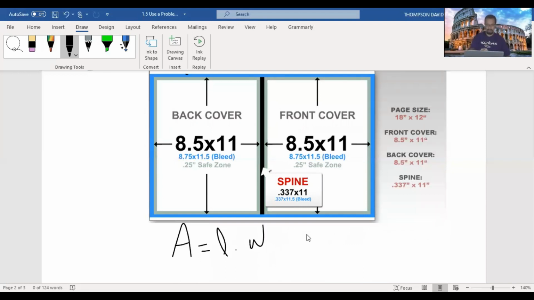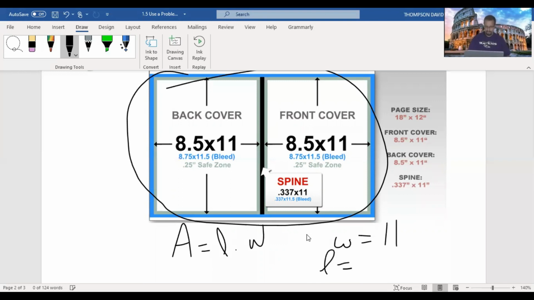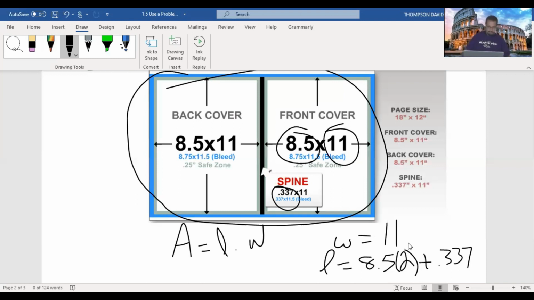So this is the picture of our book cover. So the width we can see easily. The width equals 11, but we have to do some work to find our length. So from one page to the next, it looks like we have 8.15, so there's 8.15 times 2. And then we have our spine, which is 0.337. So we're going to add that. 8.15 times 2 plus 0.337. And that gives me 17.337.